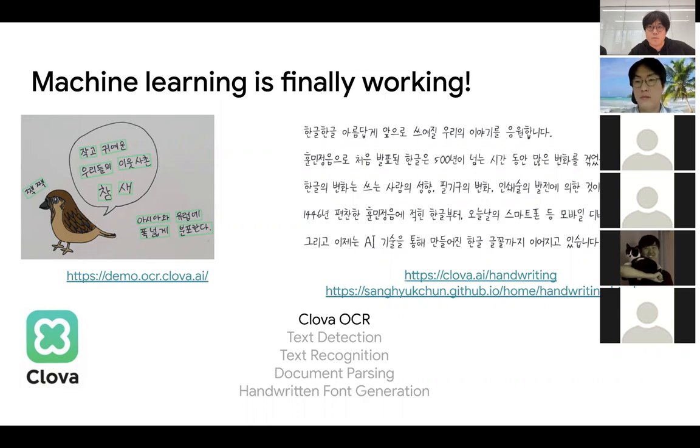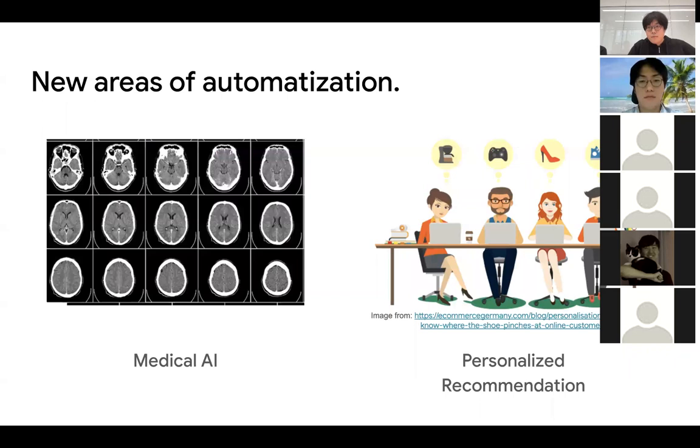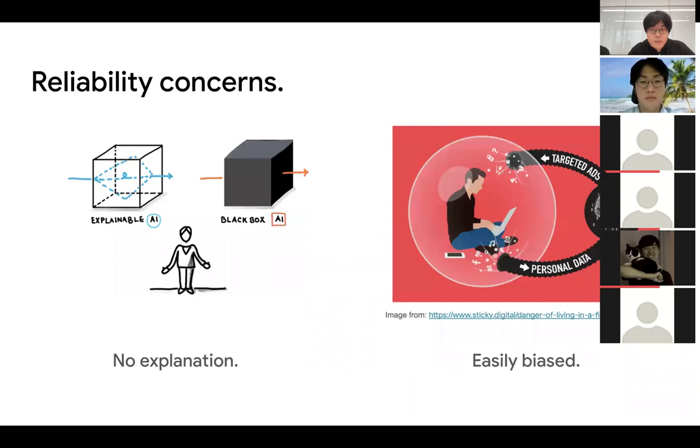And it is due to the human-level performance of machine models on real world problems. For instance, state of the art vision classifiers achieve much better accuracy than humans. And it is also true for complex and difficult NLP tasks like question answering or reasoning, syntax parsing or something like that. So we have very good models now. So we can do more things than we have, like medical AI or personalized recommendations, which will bring us very, very important values in our future.